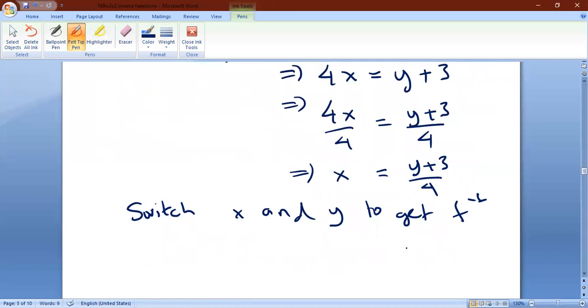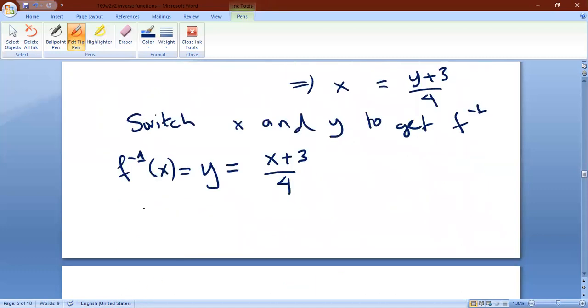Now, remember, y is going to be the input of f inverse, x is going to be the output. So when we switch x and y here, we are going to have y equals (x plus 3) over 4. And this time, y, when we switch, we actually get f inverse. Now, let's try this function, whether really it gives the inverse.